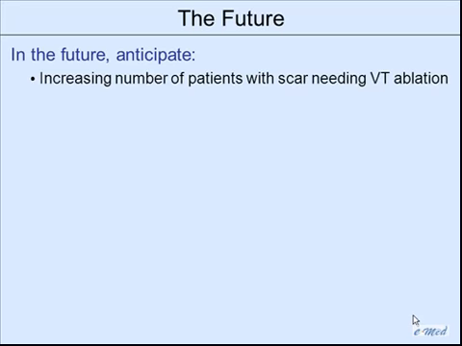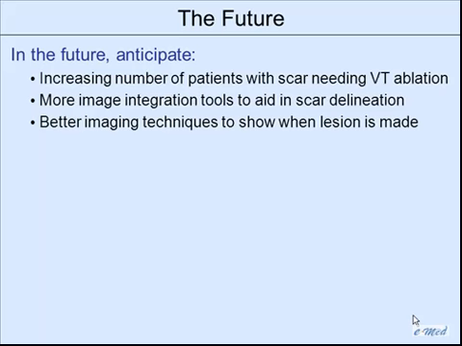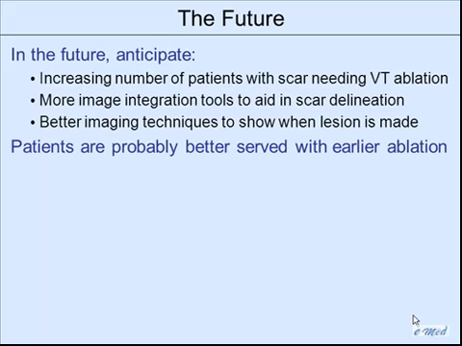So in the future, I think we can anticipate increasing numbers of VT patients. We're going to have to deal with more and more of this. More image integration to help us plan our procedures more intelligently, and better imaging techniques to tell us when a lesion has been made. If it wasn't successful, we don't need to keep hammering at that spot because there's already a lesion there. Patients are probably better served with earlier ablation. That avoids all these other things here.